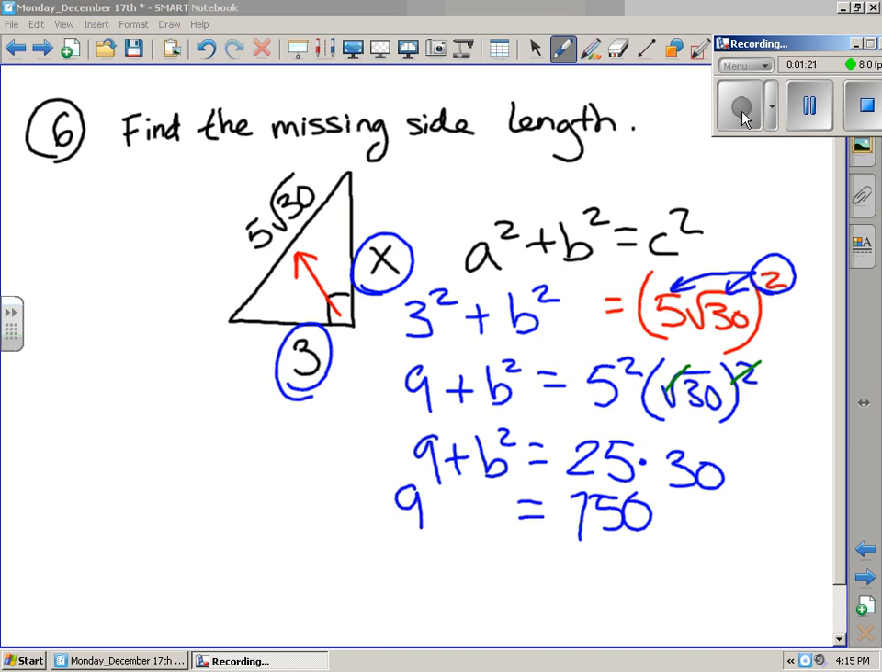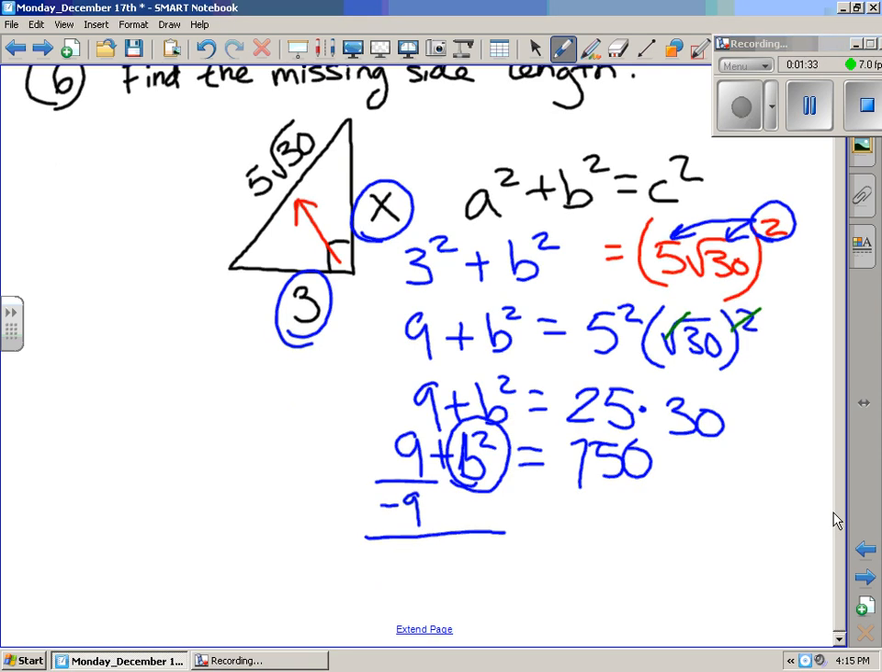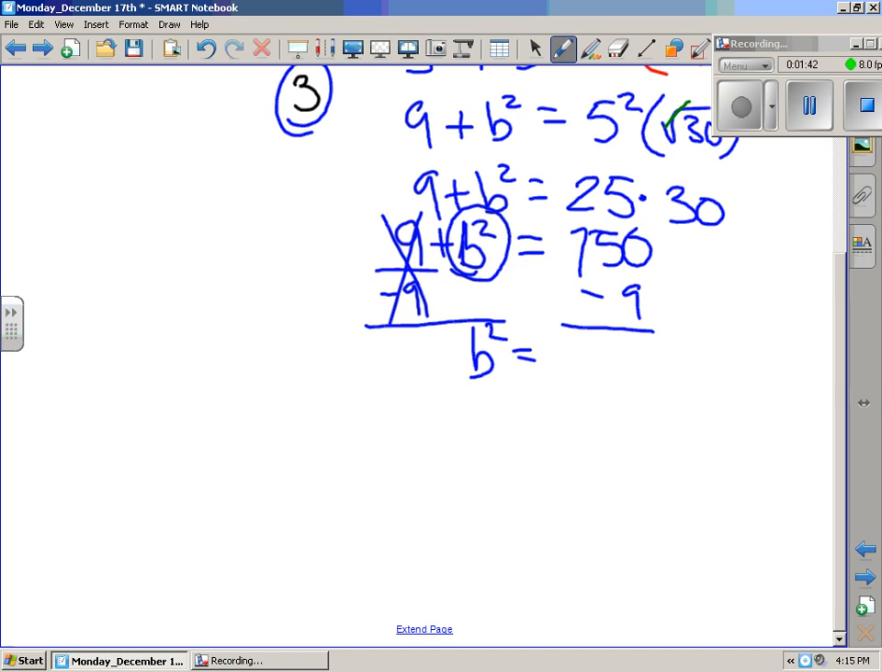On the left side, we just copy down 9 plus b squared. To get the b squared alone, we need to get rid of this 9. So the inverse operation of addition is subtraction. So we're going to subtract 9 from each side. On the left side, 9 minus 9 equals 0, and we're left with b squared. On the right side, 750 minus 9, we get 741.